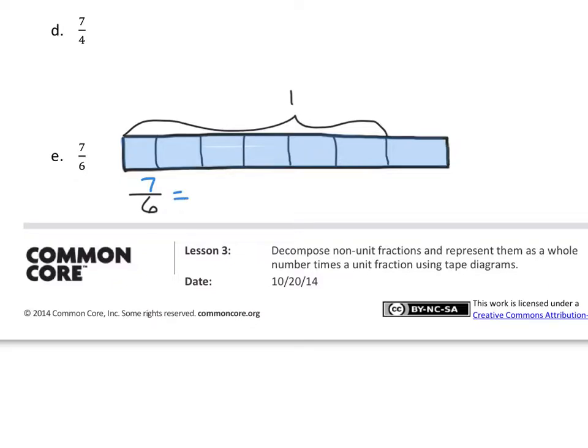And I can write that as, I'll let you guys do this part, 1/6 plus 1/6 plus 1/6 plus 1/6 plus 1/6 plus 1/6 plus 1/6. And then write the equivalent multiplication sentence with that.